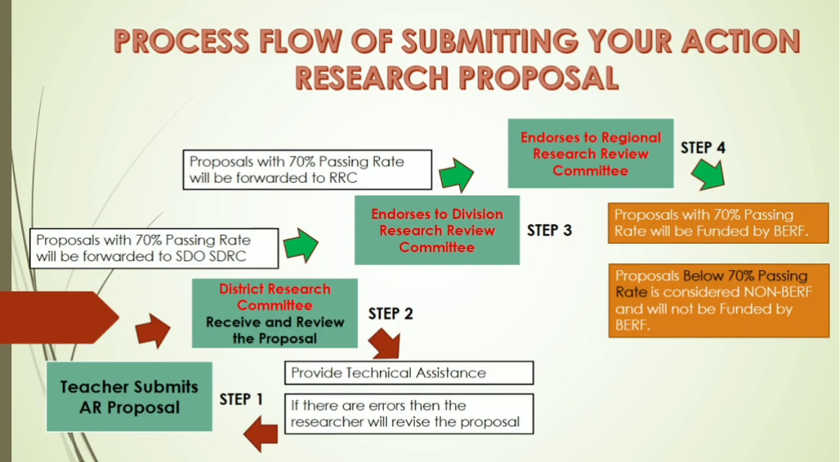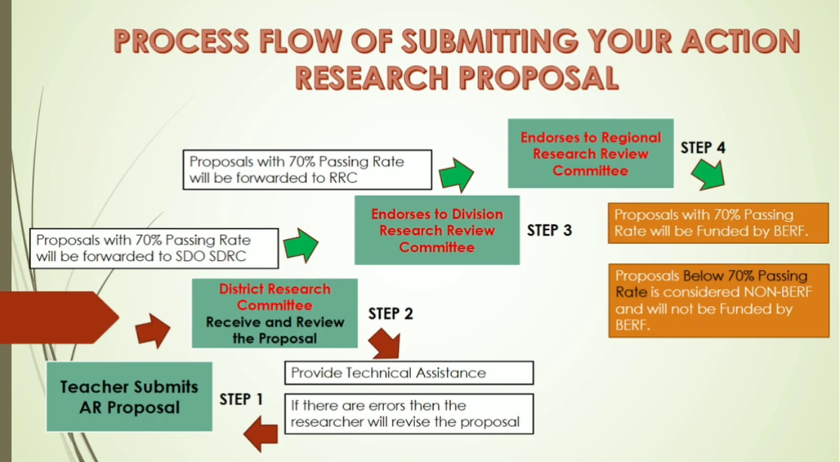The process flow of submitting your action research proposal. Alright, so step 1, the teacher submits the action research proposal to the district research committee. The district research committee will receive and review the proposal, and will provide technical assistance to the researcher. If there are errors, then the researcher will revise the proposal and send it again to the district research committee.